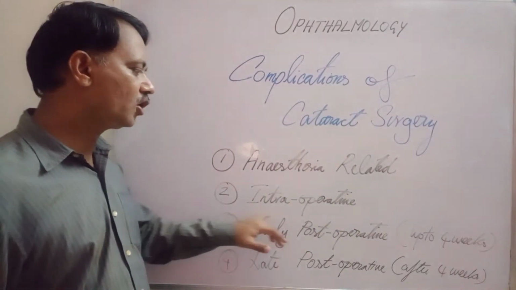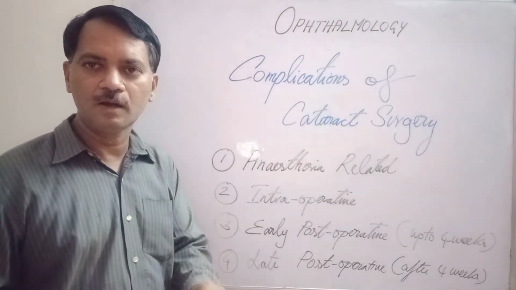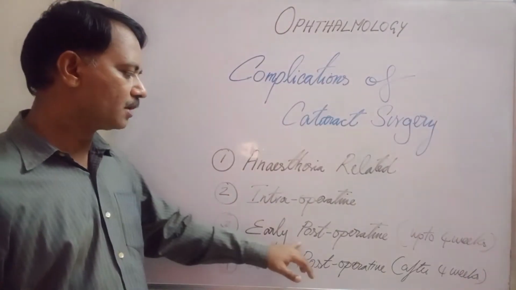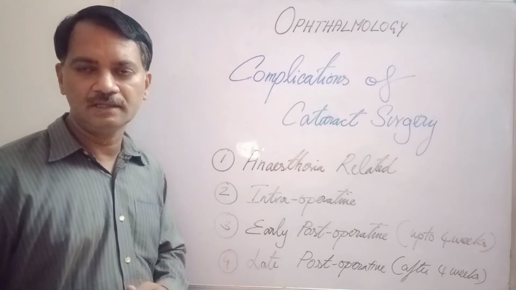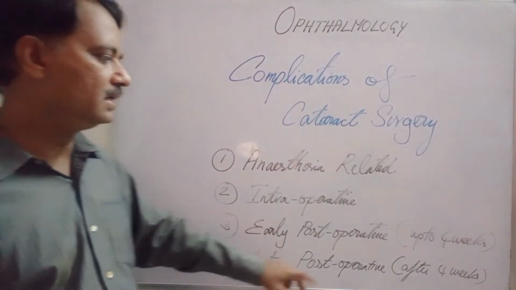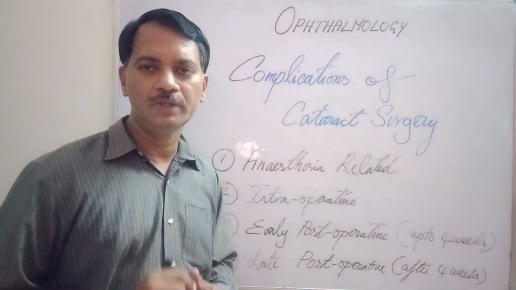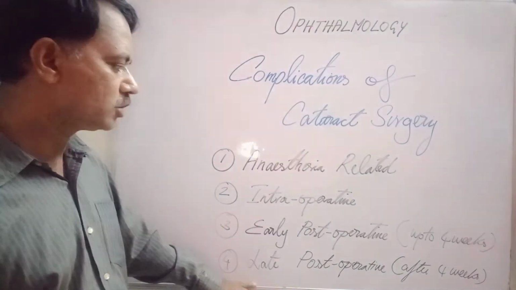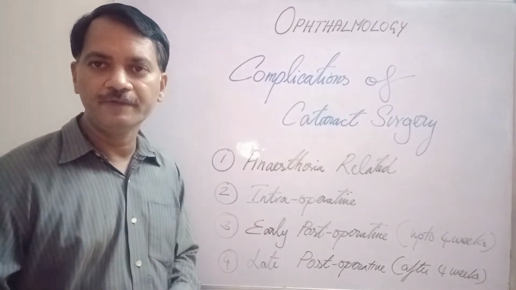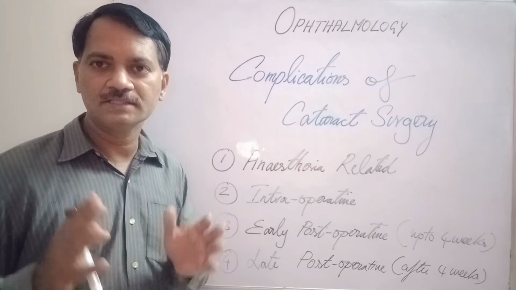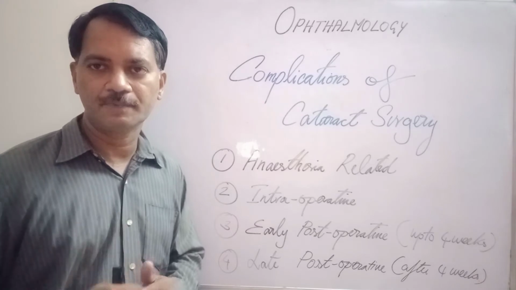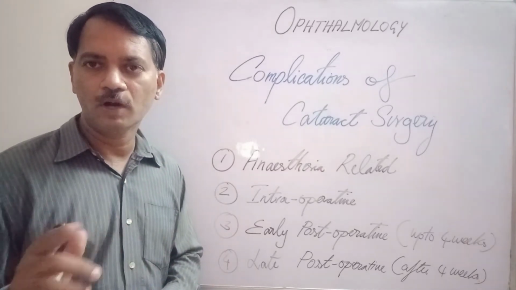The next is the intraoperative. While operating, what are the complications that we commonly come across? Early postoperative. After completing the surgery, you can have complications. Early postoperative is up to 4 weeks after doing a cataract surgery. Late postoperative. These are complications that occur after 4 weeks of cataract surgery. So there is a symptom-free period of 4 weeks. After that, the complications develop. Let us see these things one by one.